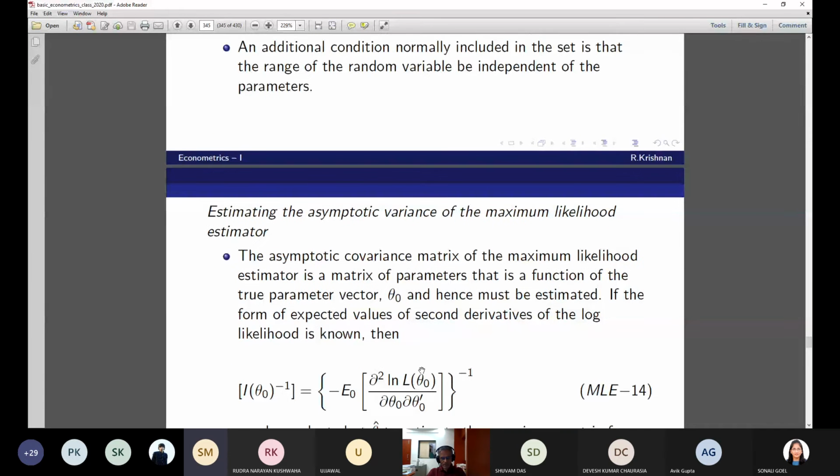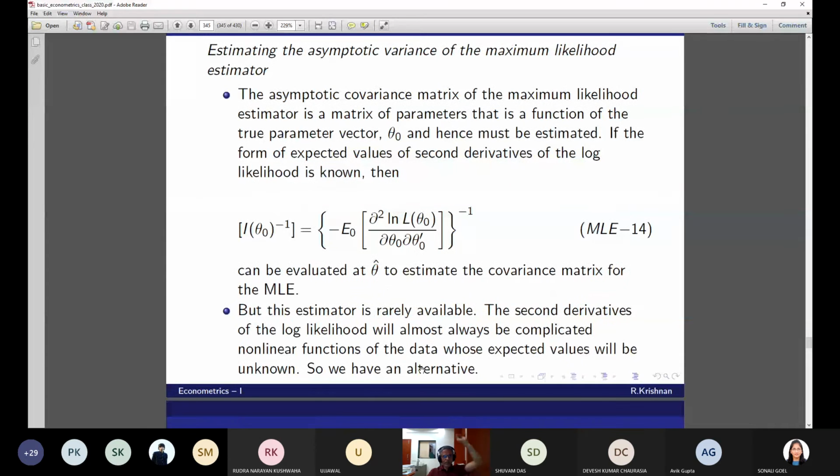Estimating the asymptotic variance-covariance matrix of the maximum likelihood estimator. The asymptotic variance-covariance matrix of the maximum likelihood estimator is a matrix of parameters. It is a function of the true parameter theta and hence must be estimated. If the form of the expected value of the second derivative of the log likelihood is known, then it is exactly this. But this is rarely available.